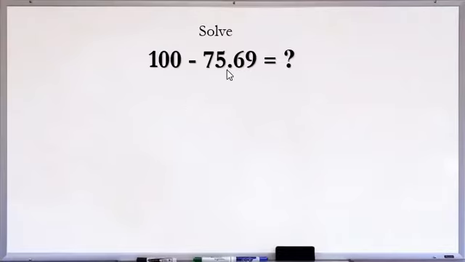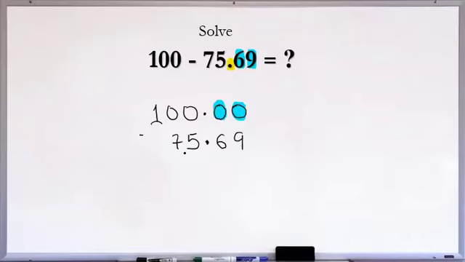Solve 100 minus 75.69. So we've got a decimal point here. We mustn't forget that. And then 100 doesn't have one, so we need to create 1 for 100. We'll also observe we've got 2 numbers, 6 and 9, after the decimal point. That means 100 needs to have 2 zeros after the decimal point. Let's just highlight it. So that's written as 75.69. We have the point first, we have a 6 and a 9, and then we have a 5 and a 7. We will be subtracting here.